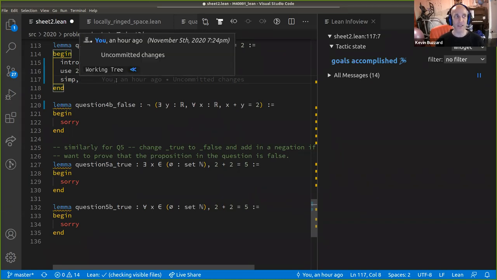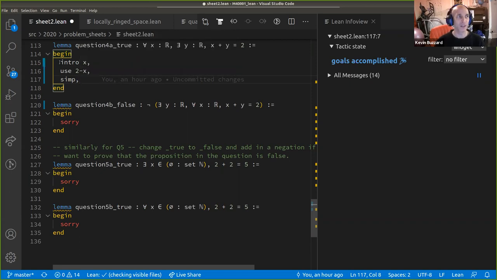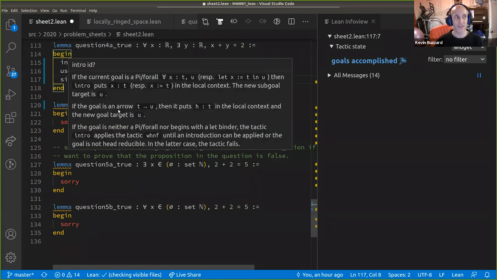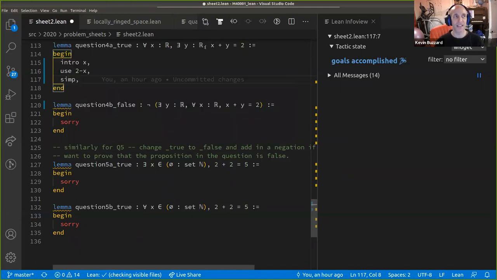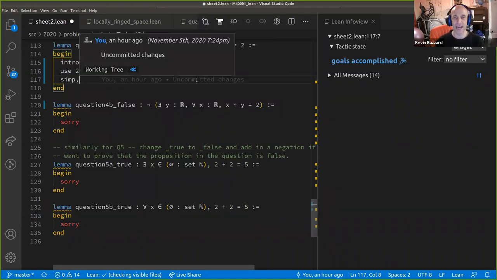Don't worry about how they work. I'll tell you what they do. Here's how to think about the tactic. You hover over the tactic and you see the documentation. And they don't worry about how it works. They don't even really need to think about type theory. They just understand that R is the real numbers, and they don't really care if it's a set or a type.